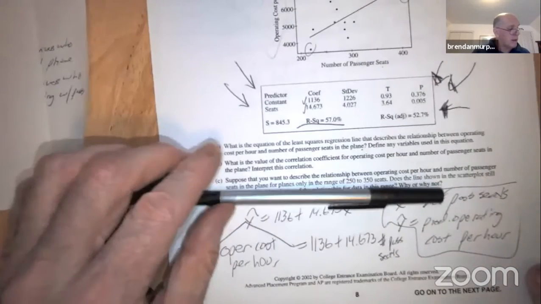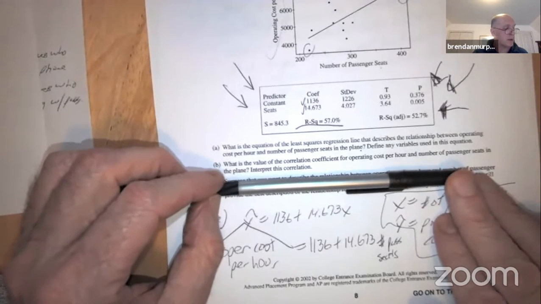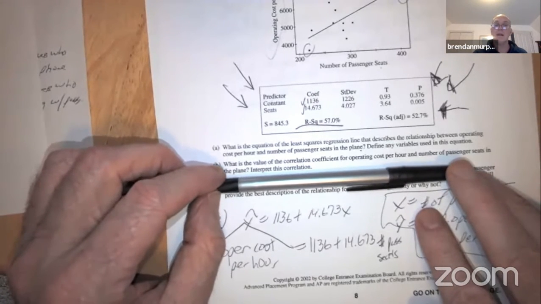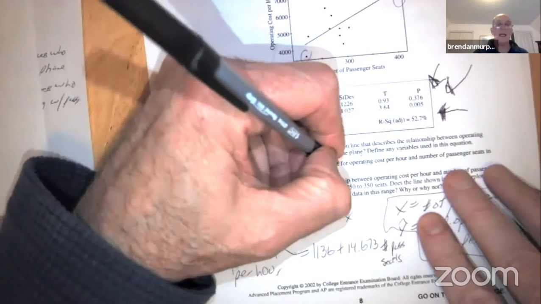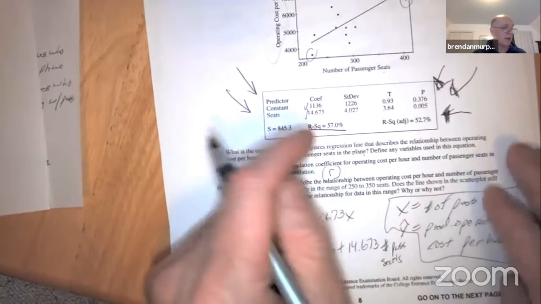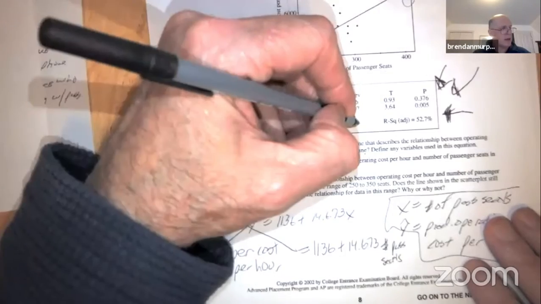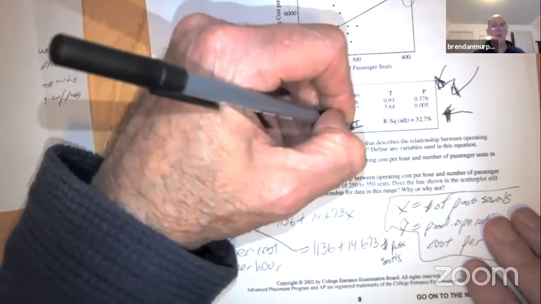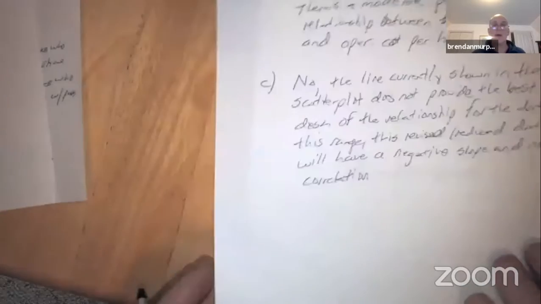What is the value of the correlation coefficient for operating cost per hour and the number of passenger seats in the plane? Interpret this correlation. So I'm looking for r here, and they gave me r squared. So I guess we have to take the square root again. And I think I mentioned earlier, when I do that, I want to think about whether it could be plus or minus here. My data is increasing here, so it feels like I want the positive value. I took the square root again.